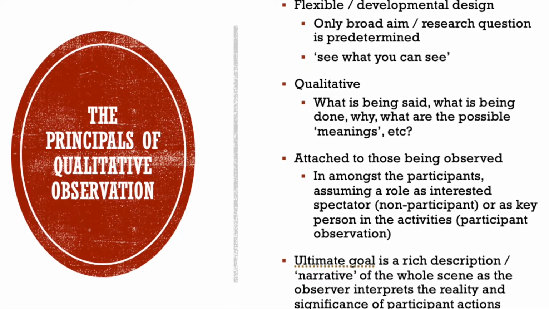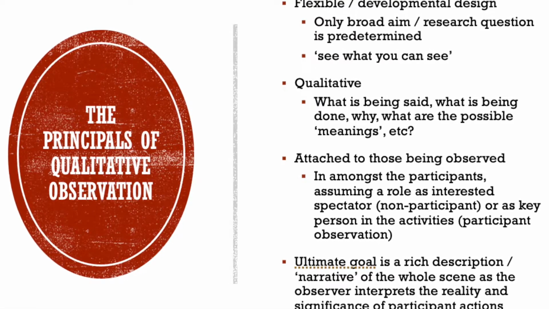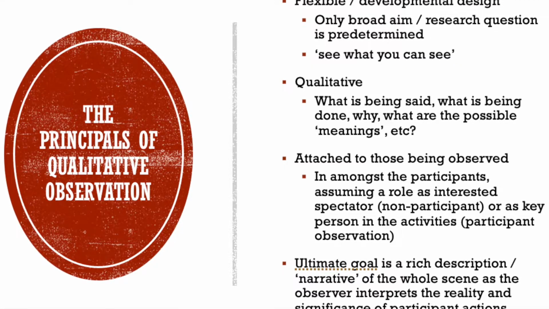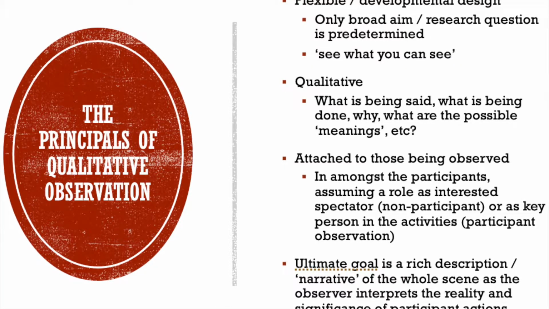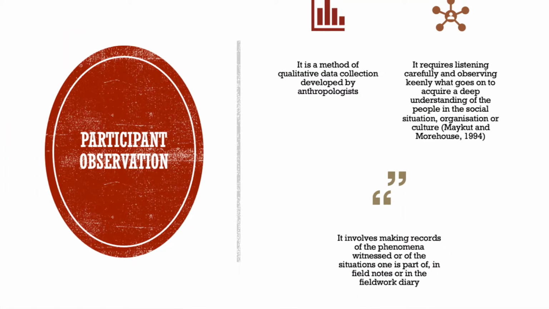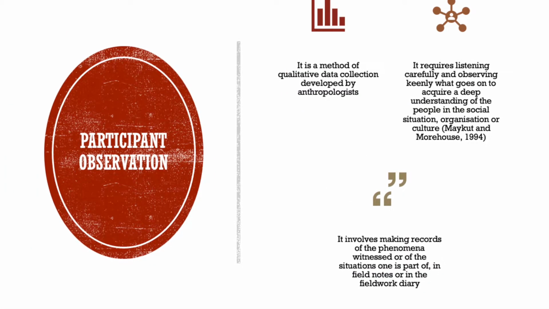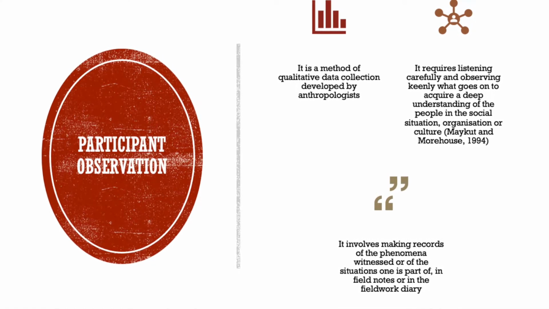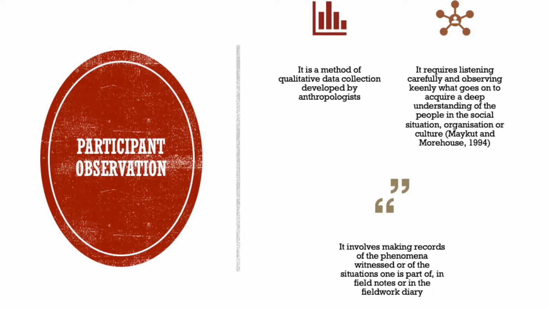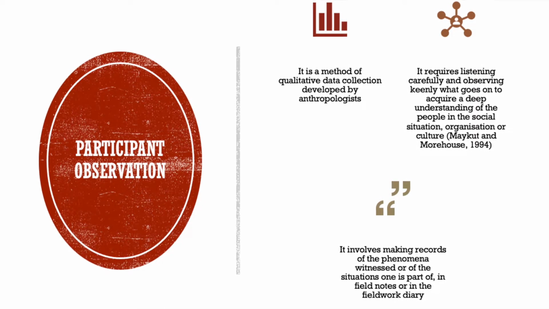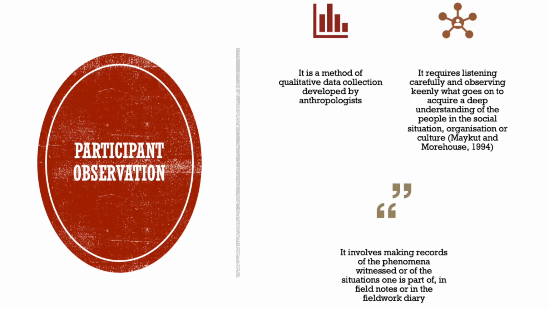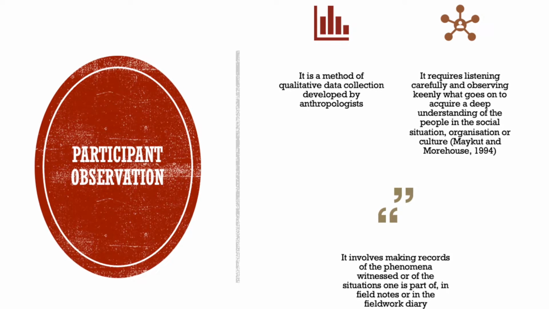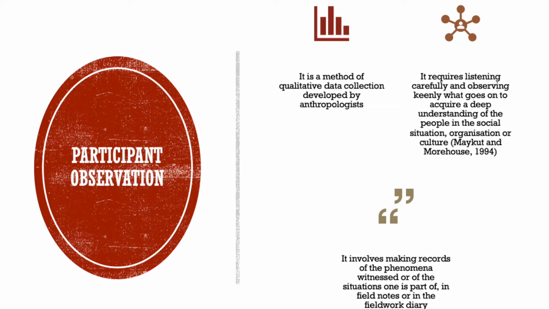The ultimate goal of observation is to have a rich description or narrative of the whole scene as you interpret the reality and the significance of what's going on. Participant observation is a method of qualitative data collection that's developed by anthropologists, i.e. people who research people. It requires listening carefully and observing what's going on to acquire a deep understanding of the people in the social situation. And it involves making records of what you see and what you witness. You might have a fieldwork diary or keep field notes.